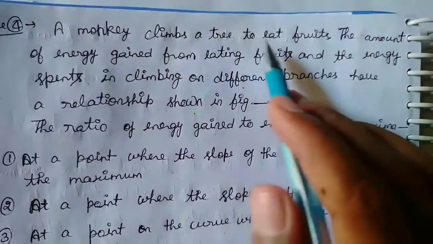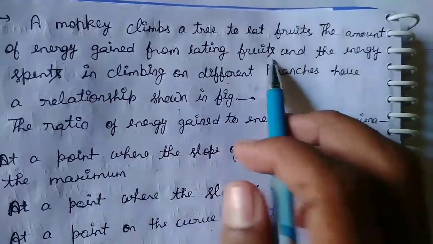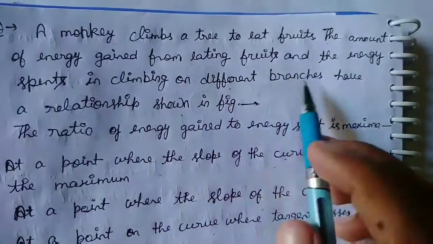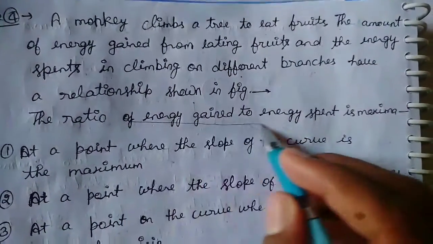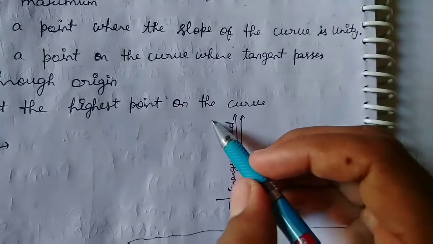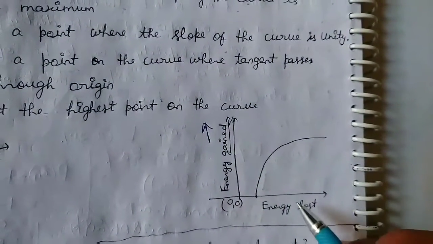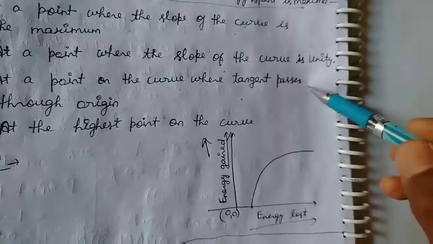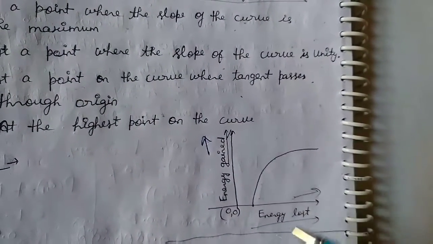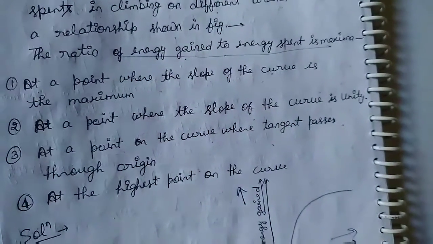The question is, a monkey climbs a tree to eat fruits. The amount of energy gained from eating fruits and the energy spent in climbing on different branches have a relationship shown in the figure. The ratio of the energy gained to the energy spent is maxima at. So there is a graph. Energy gained by eating the fruits is along the y-axis, and energy lost from traveling from one branch to another is along the x-axis. Now what we have to find is where the ratio of the energy gained to the energy spent is maxima.